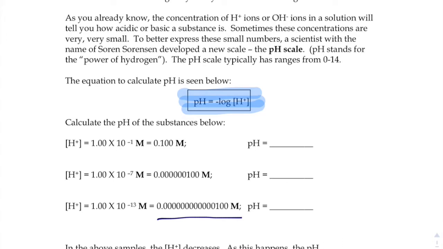So when you see this negative log of H plus, if logs are just fancy math speak for what's the exponent of a number, when you see 1 times 10 to the negative 1, if I said, what's the exponent? You don't need your calculator, right? You just say the exponent's negative 1. However, we want the negative log, so we're going to just flip the sign on that. So we would say the pH is 1. Or 1 times 10 to the negative 7, what's the exponent? It's 7.